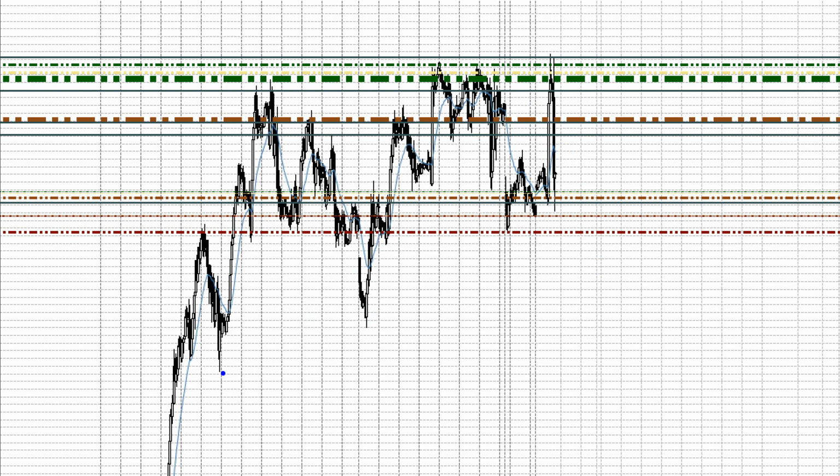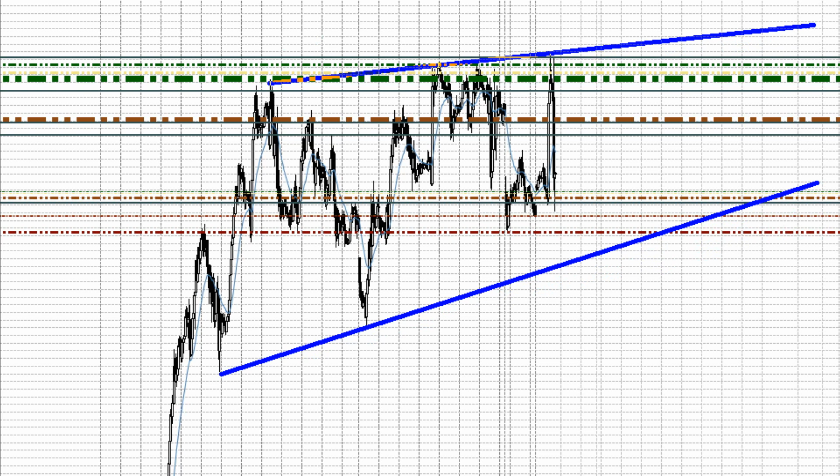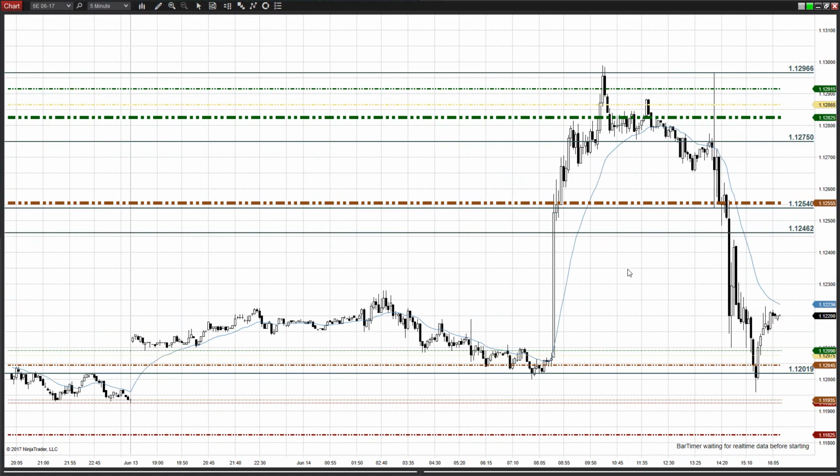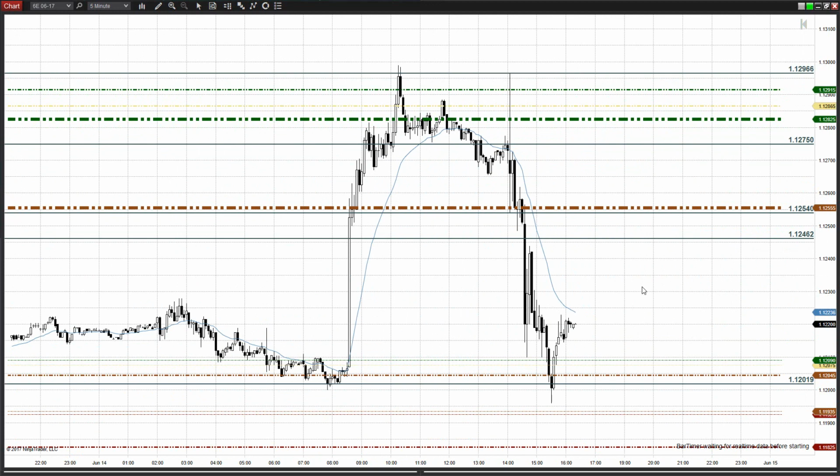One thing that does stand out, possibly, is a channel low down here. Now, this may just be one humongous wedge, depending on how the market wants to treat it, but we haven't had that big pullback down to that major support. And until we get that big pullback, we're looking at this in terms of a range, looking to buy low, sell high. Buying low, that is at 12.020.